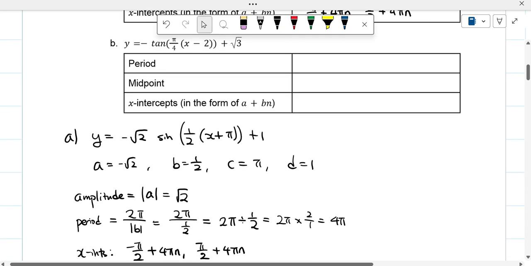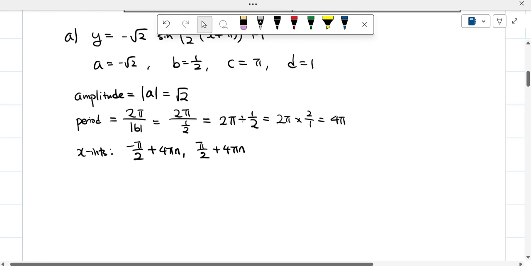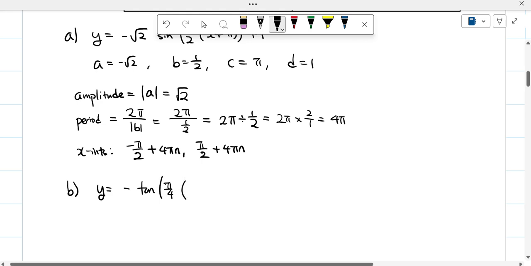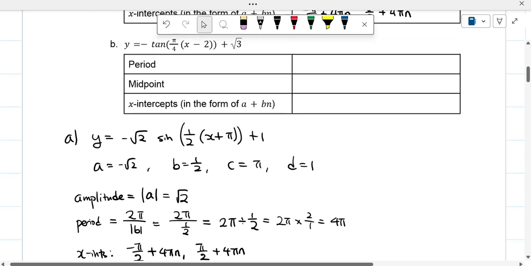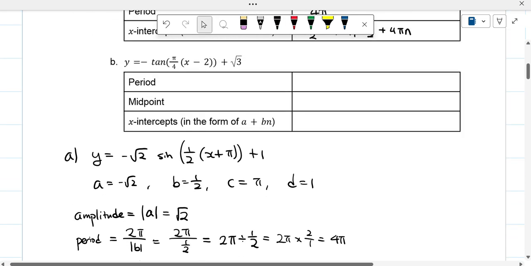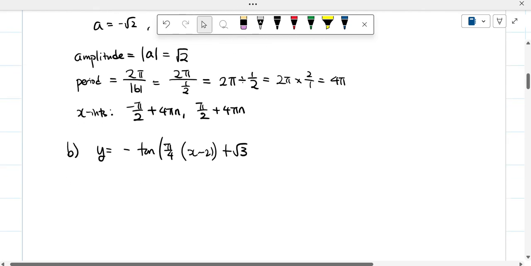Let's go to part B. y equals negative tangent of pi over 4 times x minus 2, plus square root 3. I need to find the period, the midpoint, and the x-intercepts. First of all, let's write down the values. a equals negative 1, b equals pi over 4, c equals 2, and d equals square root 3.